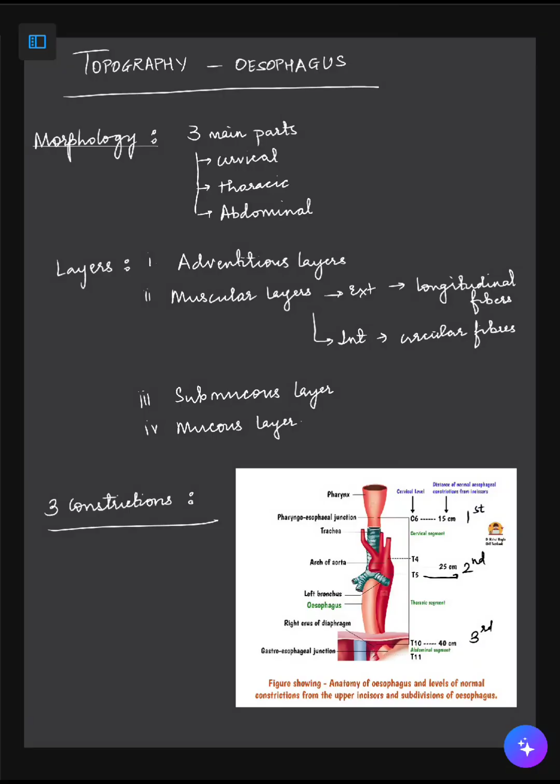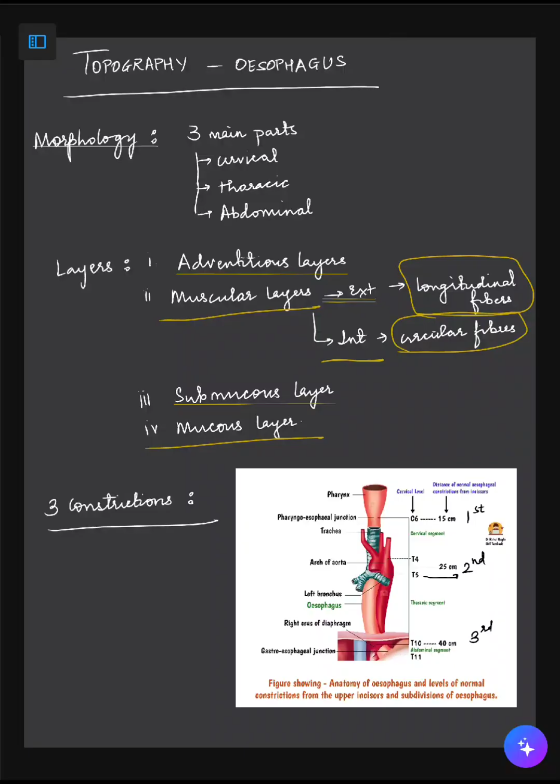Now next is topography of the esophagus. Morphologically, the esophagus has 3 parts: cervical, thoracic and abdominal. Now what are the layers? Adventitious layer, muscular layer, external and internal. External is longitudinal fibers, internal is circular fibers. Then the submucous layer and mucous layer.